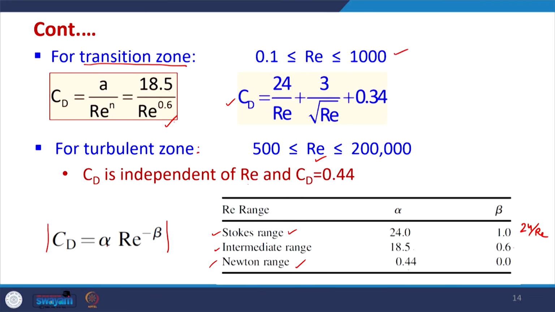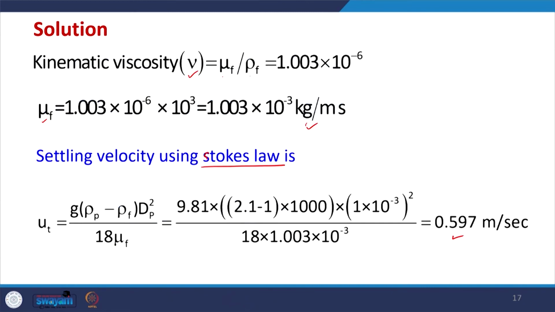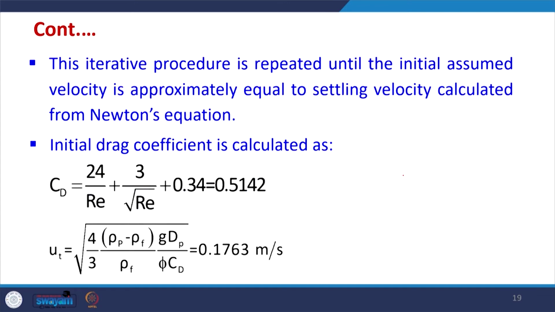So, for the Stokes law region, the Reynolds number should be at most 1, or it should actually be less than 0.1, but it is beyond 0.1. So, that means whatever we assumed is not correct, and Newton's law should not be used for finding out the velocity in the transition zone. So, the initial assumption which is given is not valid. So, what we do is adopt the iterative procedure.